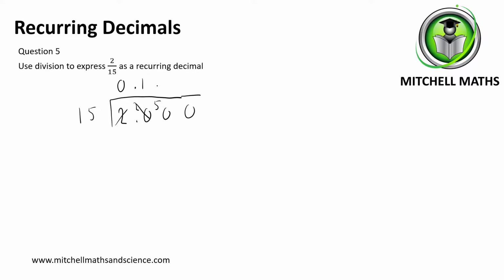15 goes into 50 3 times. And we've got 5 left over. And what you can see here is you're going to get this thing repeating over and over again. So the 3 is recurring. Therefore, we get 0.13 recurring. So that's how you convert something like 2 over 15 into a recurring decimal by doing division. And you have a few things like things over 6, for example, can be converted that way also.